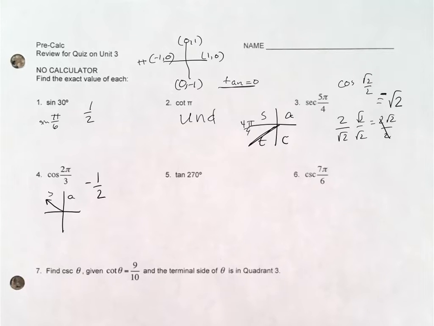Tangent of 270 degrees. We're down here. That line right there is very, very steep, too steep for a slope, so it's undefined.